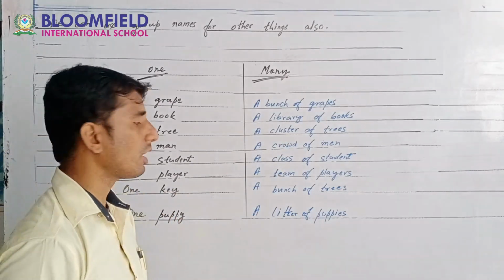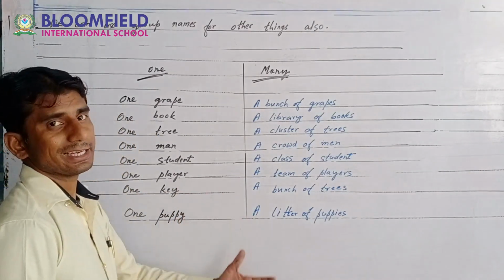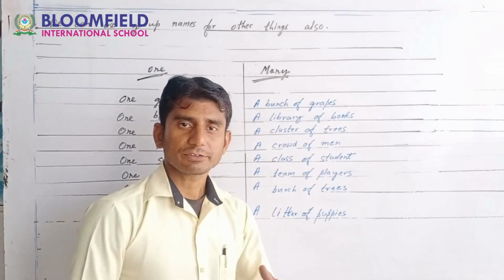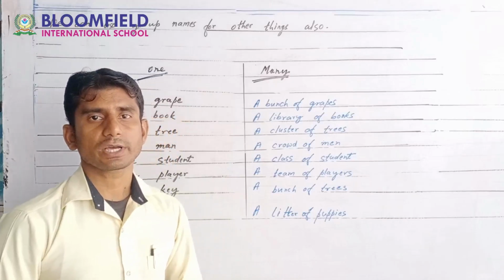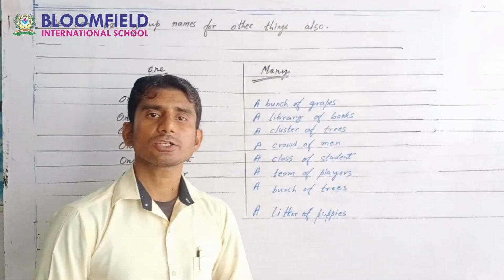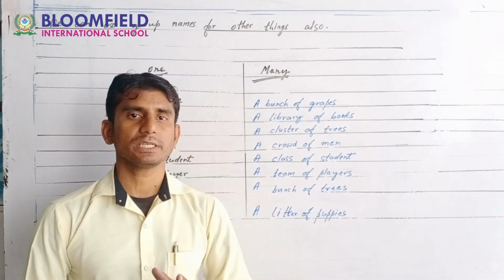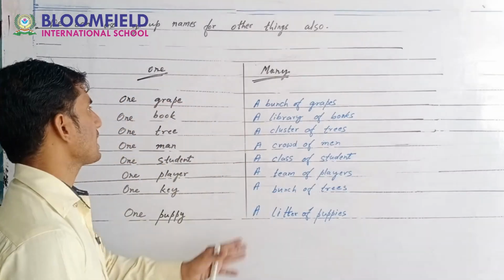I had made you understand all this before. One puppy, a litter of puppies. These are examples of collective nouns. Go through the collective nouns, guys, and don't forget at last to please download the PDF. All the pages have been scanned. Well guys, these are examples.